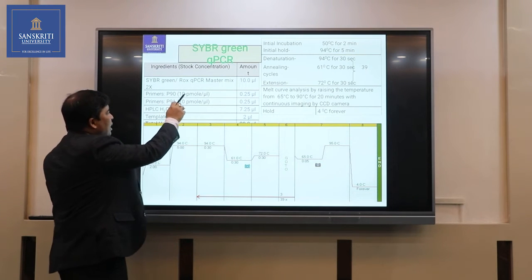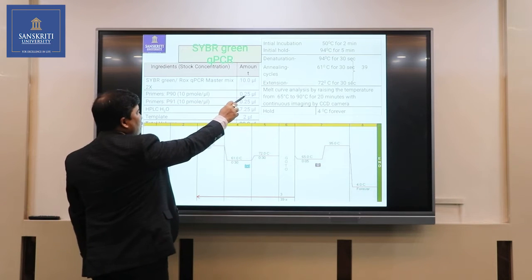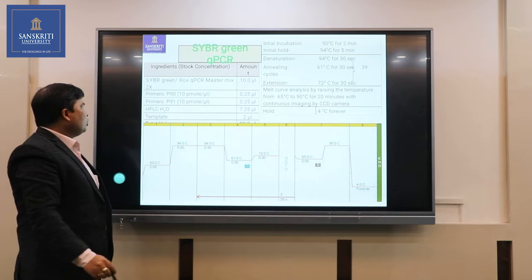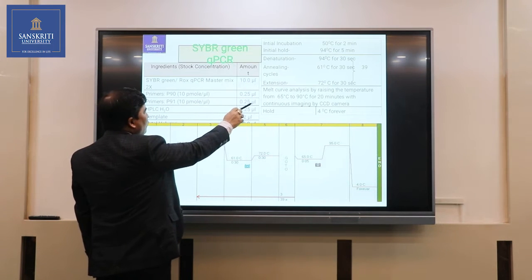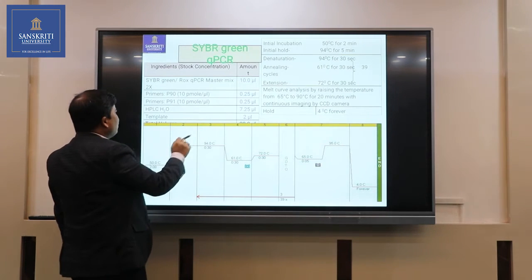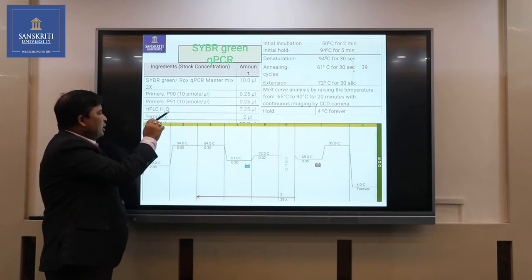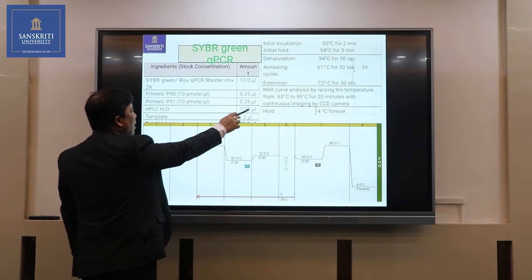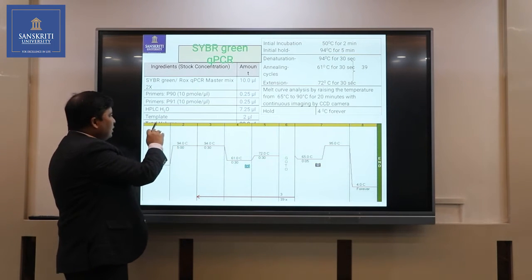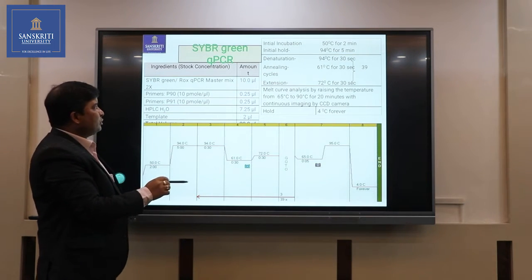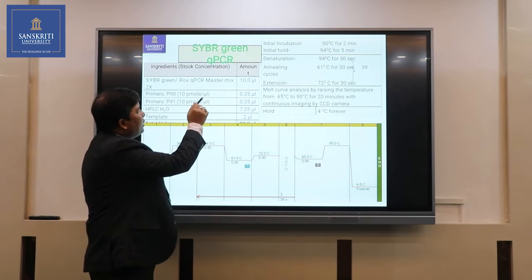Then the primer we are using at 10 picomole per microliter concentration, and its volume will be 0.25 microliter. The other primer, the reverse primer, we are using in 0.25 microliter volume and the same concentration. Along with that we are using HPLC nuclease-free water, 7.25 microliters, and template, 2 microliters, and the total volume will be 20 microliters. And now we learn about the profile of the SYBR Green PCR.